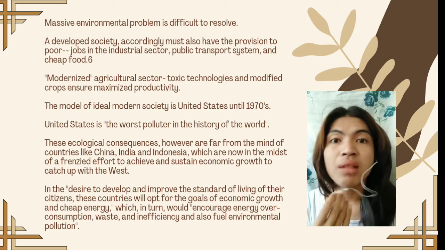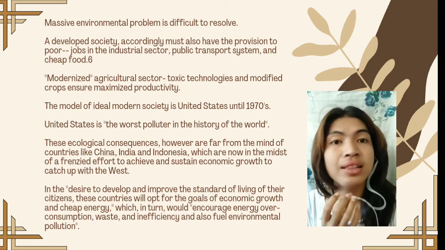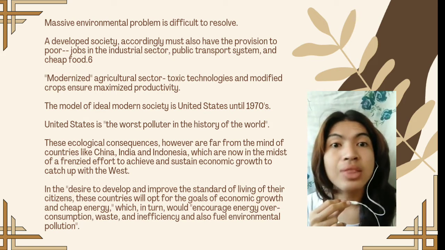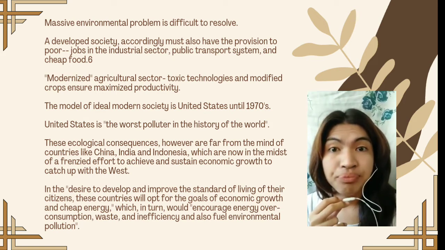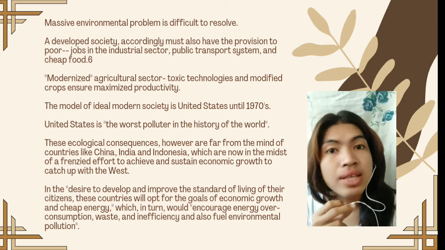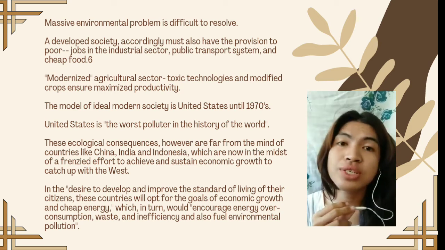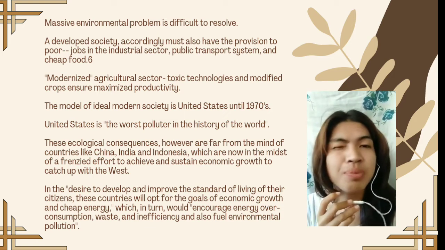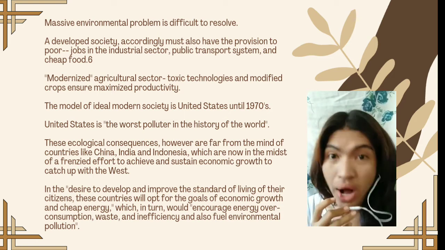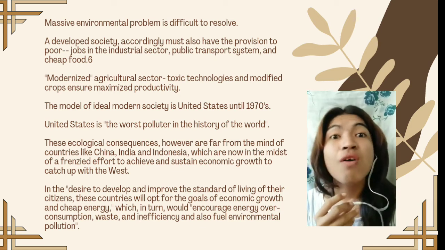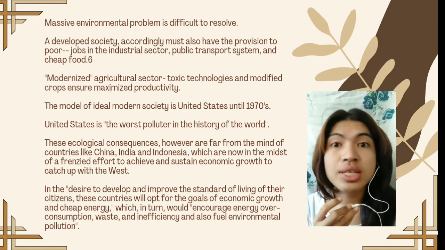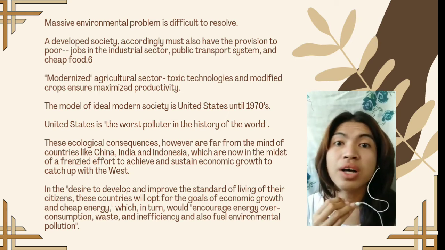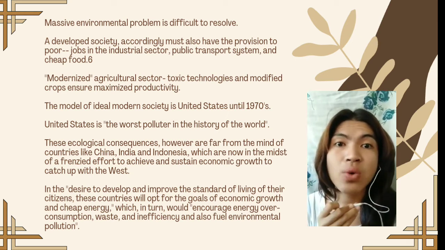Next, the model of the ideal modern society is the United States until the 1970s. They were a global economic power with a middle class that was envied by the world. But the United States did not reach this high point without serious environmental consequences. To this very day, the United States is the worst polluter in the history of the world. Why? Because the United States is responsible for 27% of the world's carbon dioxide emissions, and 60% of it comes from the cars and other vehicles plying American highways and roads.